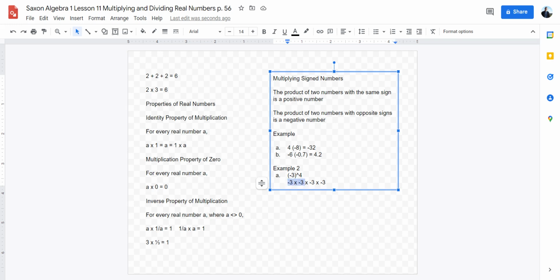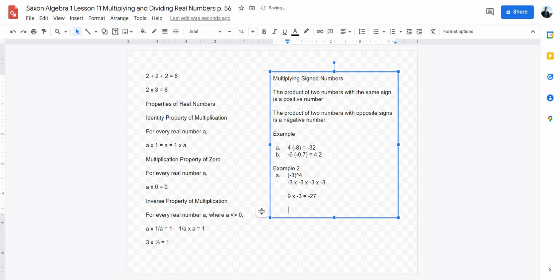3 times 3 is 9. And because they have the same sign, it's going to be a positive 9. So if I just do this in steps, I would have 9 for my first answer, because it has to be positive since both had the same sign. I'm going to multiply that times a -3. 9 times -3 has to be a negative number because they have opposite signs. So that's going to be -27.